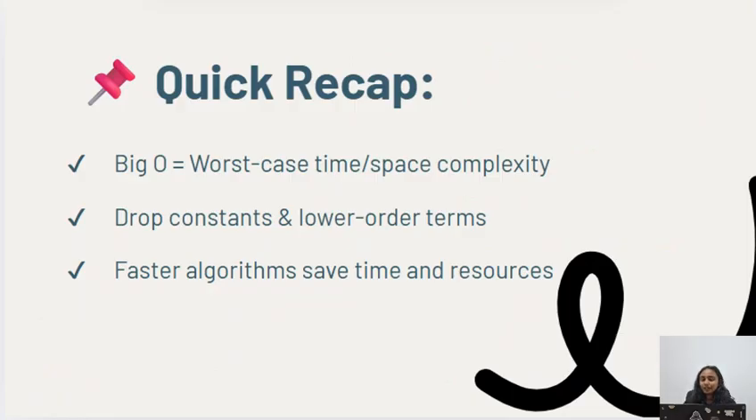I'll ask you a quick question: would you prefer an O(n) or O(n squared) algorithm for sorting 1 million records? To summarize, Big O measures scalability. O(n) and O(log n) are excellent, but O(n squared) and exponential time should be avoided for large inputs.